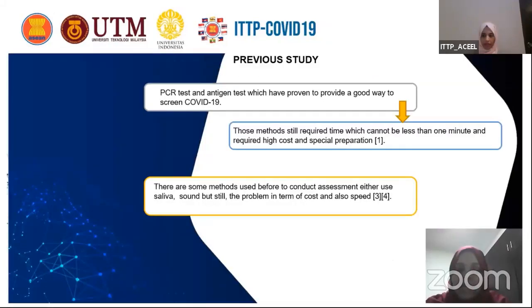As I said on the previous slide, there are some methods used to screen COVID-19, such as the PCR test and antigen test, which have proven to be a good way to screen COVID-19. However, those methods still require time, which cannot be less than 1 minute, and require high cost and special preparation. There are also some methods used before to conduct assessment, using either saliva or sound, but there is still the problem of cost and speed.